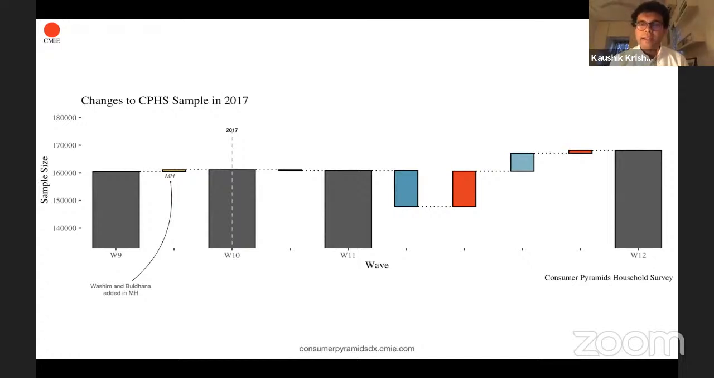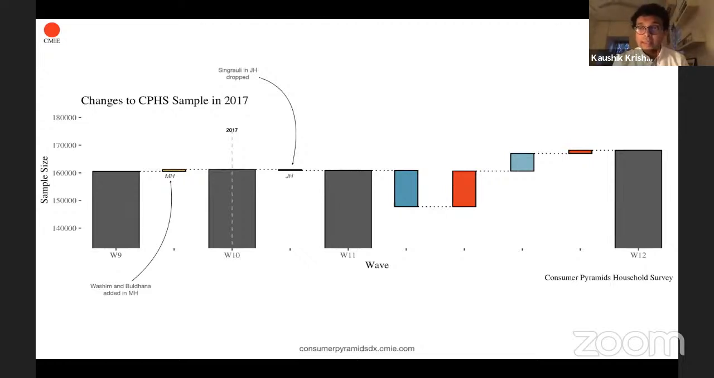Washim was added as a replacement for a town whose name I'm blanking on, but it will come back to me. That town was a twin town of Aurangabad, and that meant that we were sampling too much in that region. And so that town was dropped, and then Washim was added as another town. The town's name will come to me in a second. I'm sure Mahesh, when he starts his answers to questions in the Q&A, with his encyclopedic memory, will remember the name of the town. Between wave 10 and wave 11, we dropped a town.